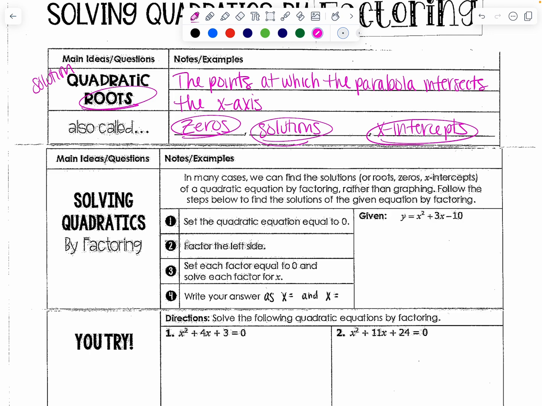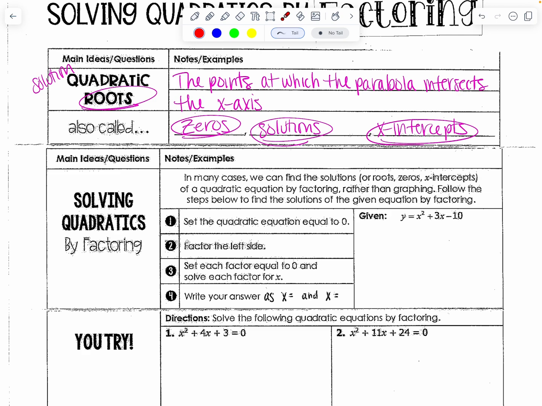But it is probably the method that you're going to end up preferring because you guys know how to do this and we've done it so often. All right, so step one, set the quadratic equation equal to 0. That is super duper important. Just in case, sometimes they're not equal to 0, so you need to make sure it equals 0. Step two, factor the left side.